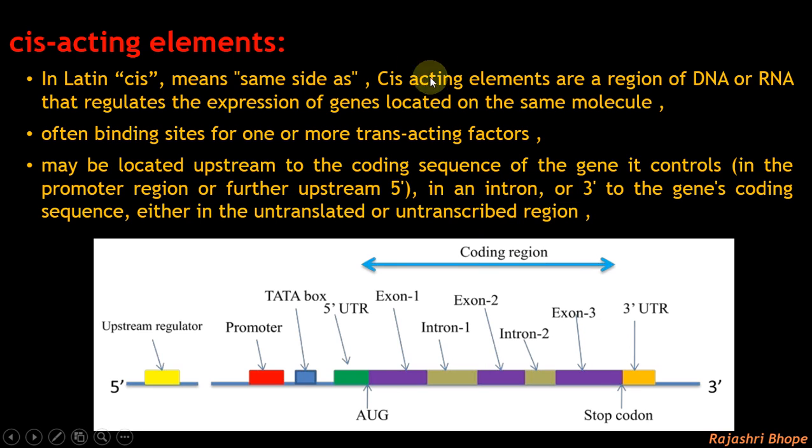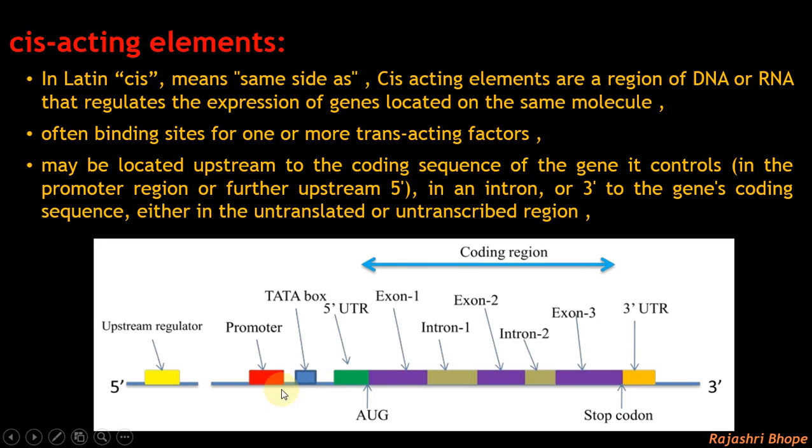the gene or to the 3' side of the gene, either in an untranslated or untranscribed region. Now see, this is the 5' UTR, this is the 3' UTR. This is exon 1, exon 2, exon 3. These are the coding regions, interrupted in between by introns. Introns are non-coding regions. These are removed, and then the exons are joined together for the formation of functional RNAs.